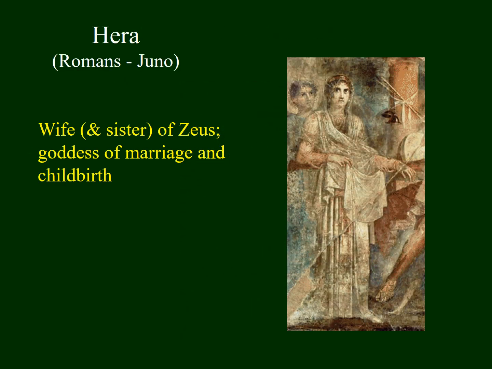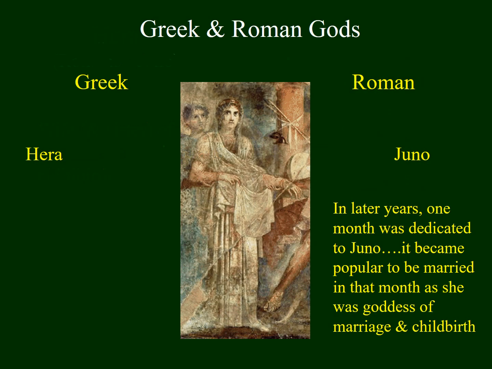If you remember, as the wife and sister of Zeus, Hera also was the goddess of marriage and childbirth. A unique tradition emerged among the Romans, particularly when 1 month was dedicated to the goddess Juno. It became very popular for young couples to get married in that month, particularly if they wanted to have blessings on their marriage and if they wanted to have many children. The tradition carries on to today, as many young people get married in the month of June.